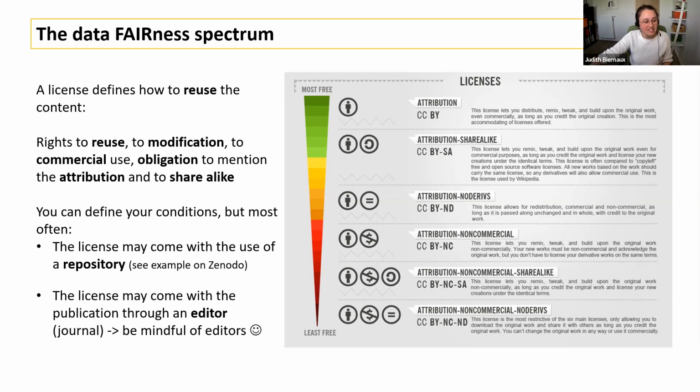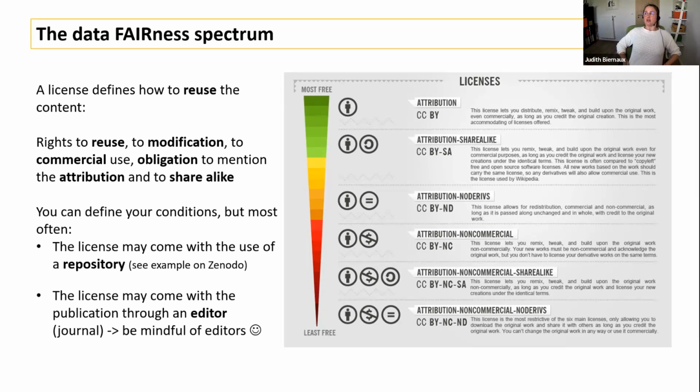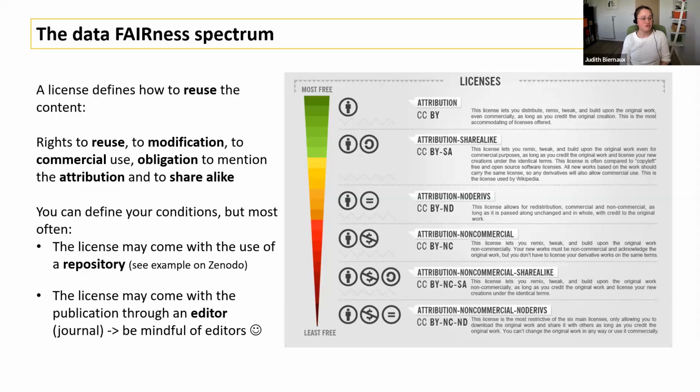Now, the license may also come with the publication through the editor if you are publishing your data set along with the paper. I would not advise publishing your data set only on the editor's website, because what you are essentially doing then is outsourcing the management of your data. And that's not always a good thing, because the editor's website may crash, or it may be relocated, or something may change, and you may lose the grasp of your data.